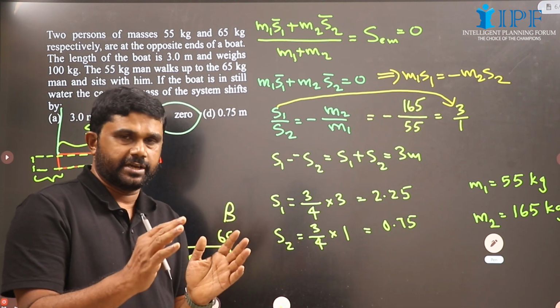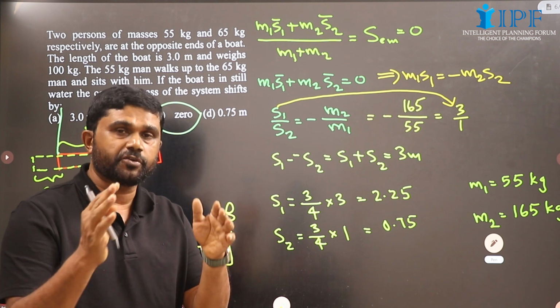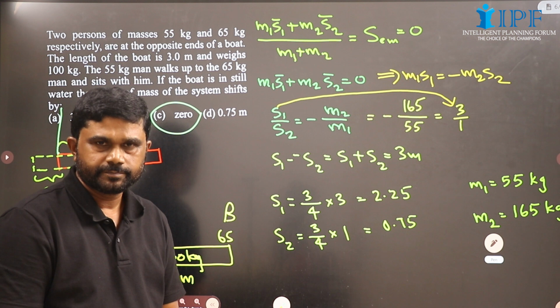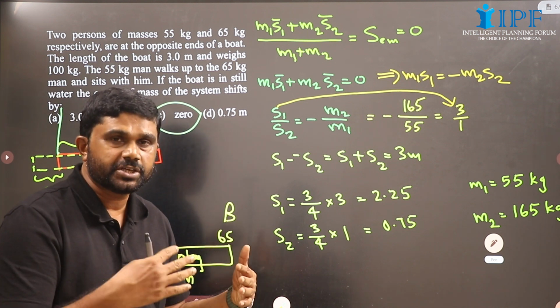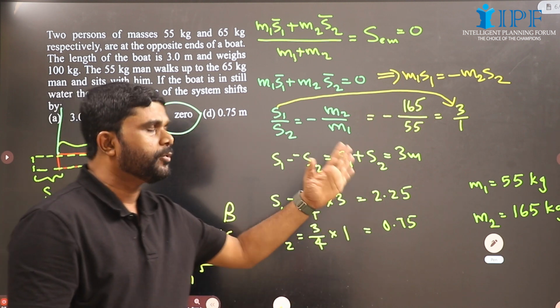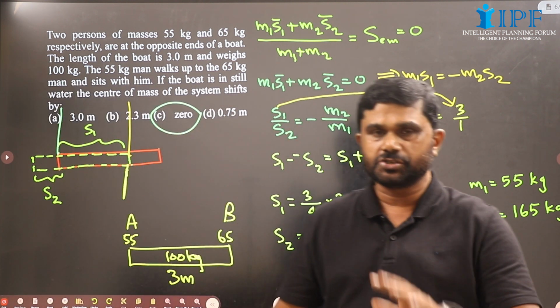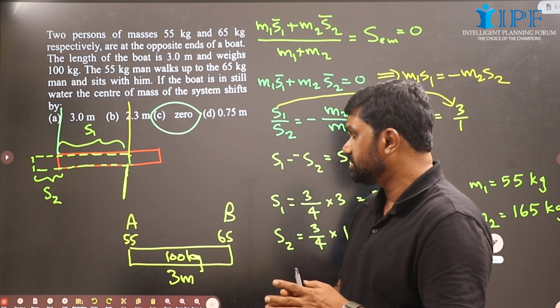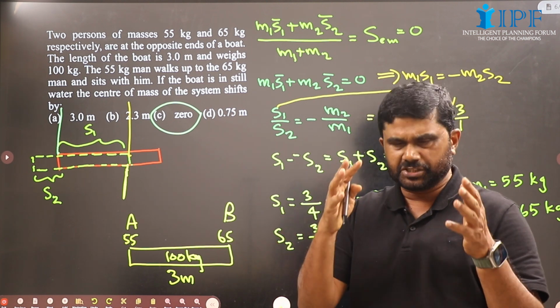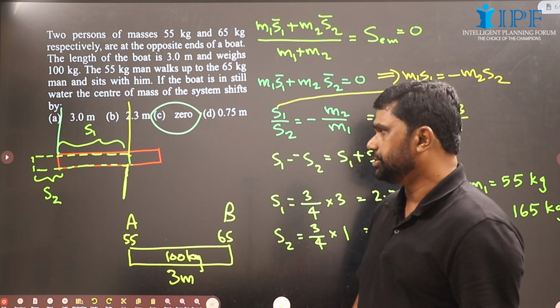So if the question is the actual displacement of the man, it is 2.25. And by this time, the displacement of the rest of the system will be 0.75. It is not asked here. You have to answer here only the displacement of the center of mass. It is very simple and it is 0.